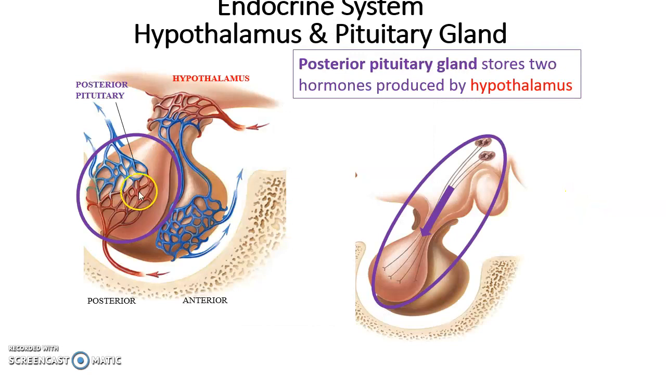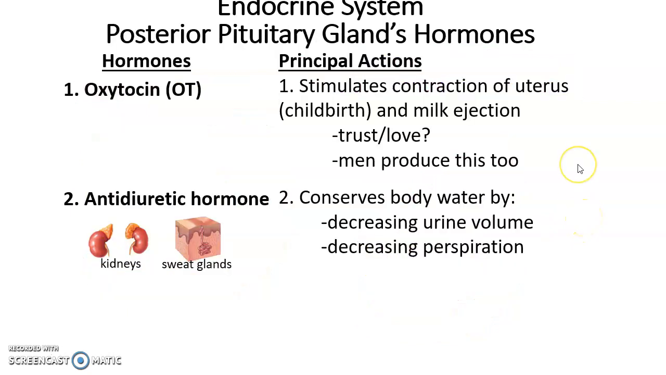All right, moving on to the posterior pituitary gland. The posterior pituitary gland does not produce hormones. Posterior pituitary gland instead stores 2 hormones that were produced by the hypothalamus. So the hypothalamus has specialized structures that will produce the hormones and send them directly to the posterior pituitary gland. Then the hypothalamus will tell the posterior pituitary gland when to release these hormones by neural impulse.